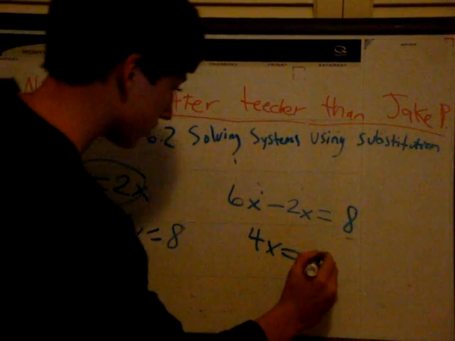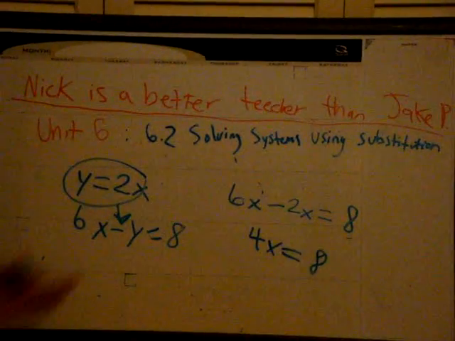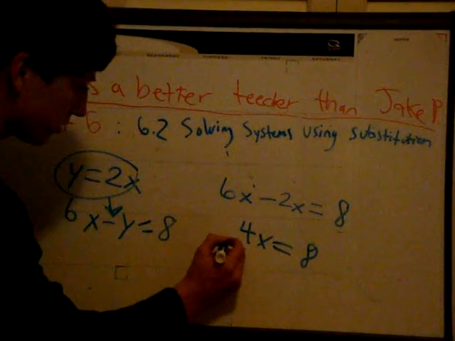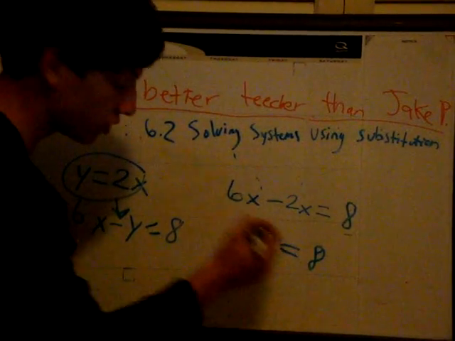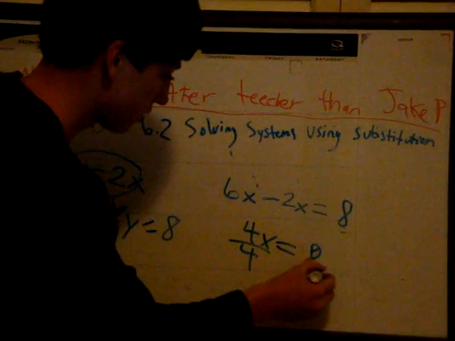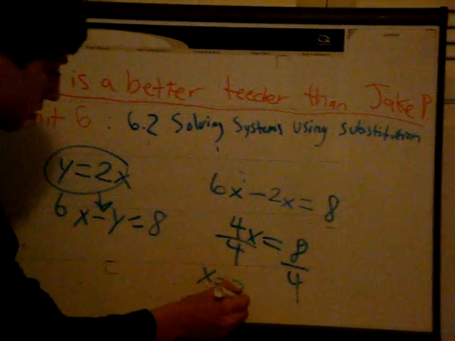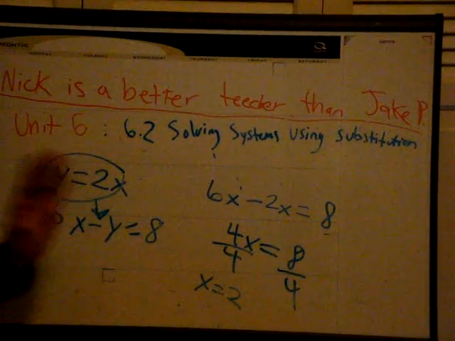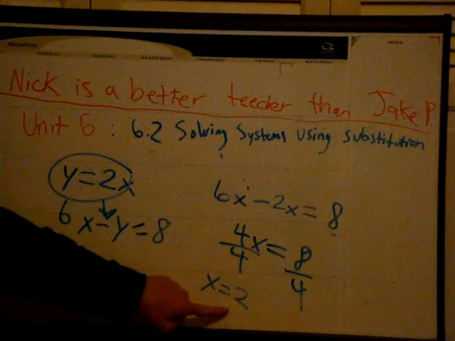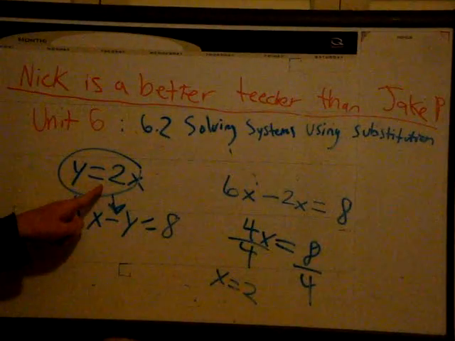4x equals 8. And then from here, I'm sure you already know this, divide by 4. What you do to one side, you have to do to the other. Divide by 4. So that would mean x equals 2. And that's 1, but we're not done yet. We have to plug this back into this now.